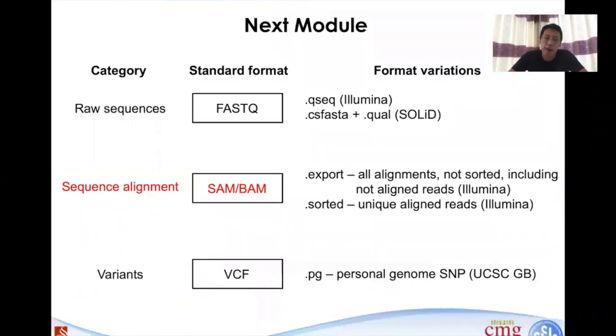Refresh your memory a little bit. There are three standard formats for NGS data: the FASTQ file, which is raw sequencing data, the SAM or BAM file, which is the sequence alignment data, and the VCF, which is variant data. So we'll go through the second part, SAM or BAM files.